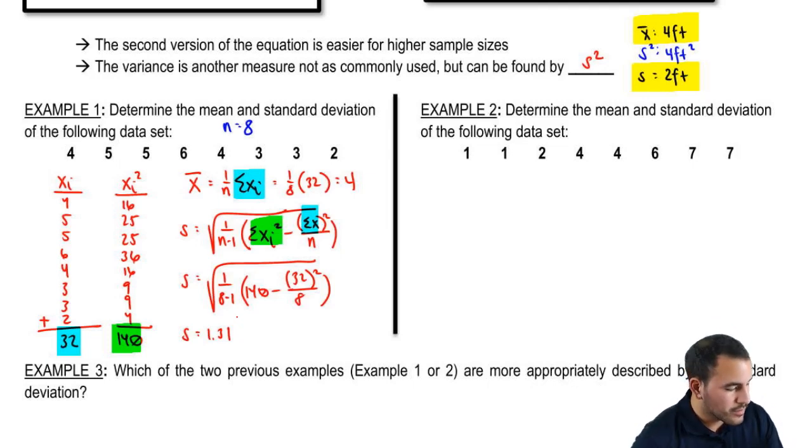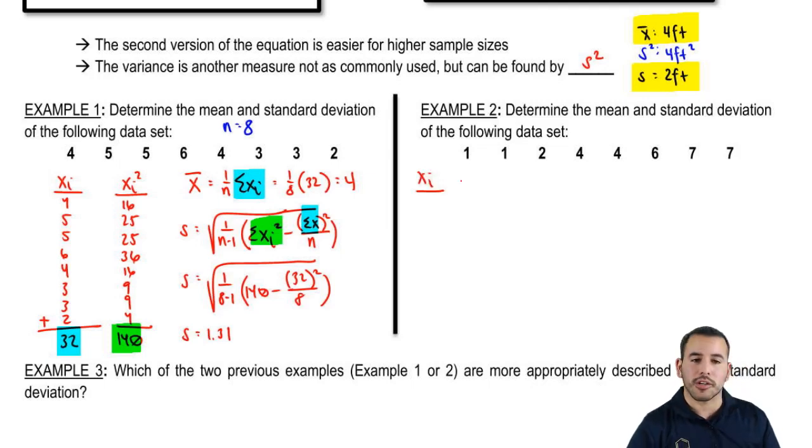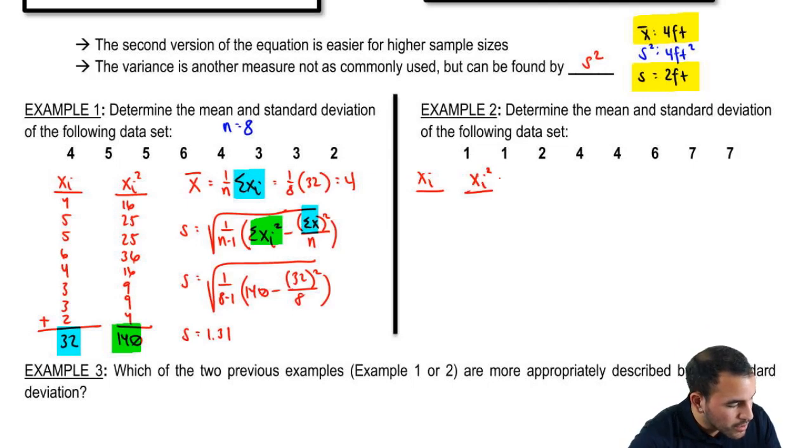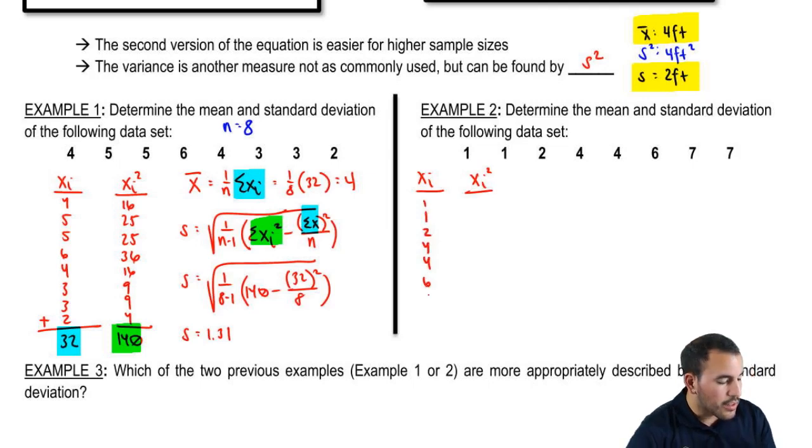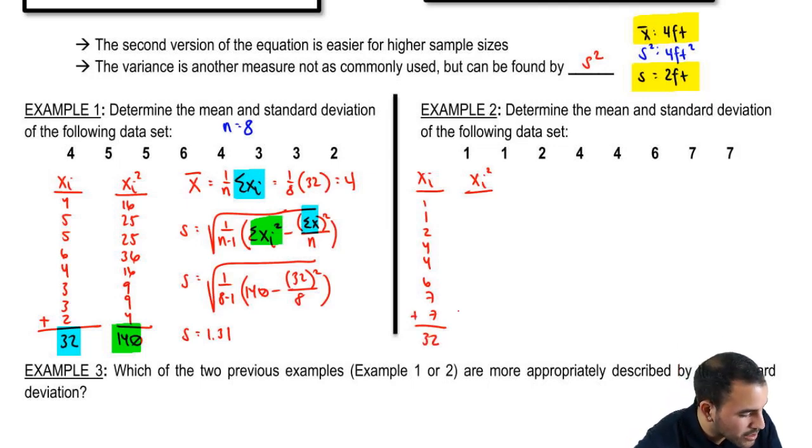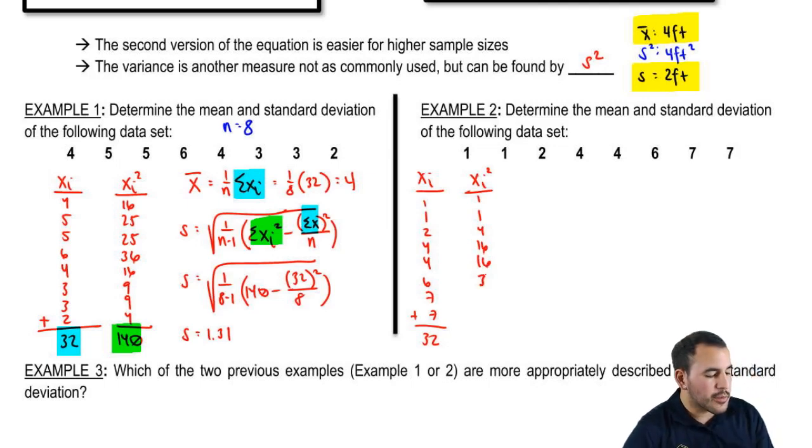So example 2, we have the mean and standard deviation again. So why don't we just go ahead and do the same process? Our mean is add everything up, divide by n. And to get the standard deviation, we have to have an xi squared column as well. So 1, 1, 2, 4, 4, 6, 7, 7. Add all that up, and we get 32. Crazy, we got the same number. And then our xi squared, we get 1 squared is 1, 1 squared is 1, 2 squared is 4, 16, 16, 36, 49, 49. And so our sum of xi squared is going to be 172.